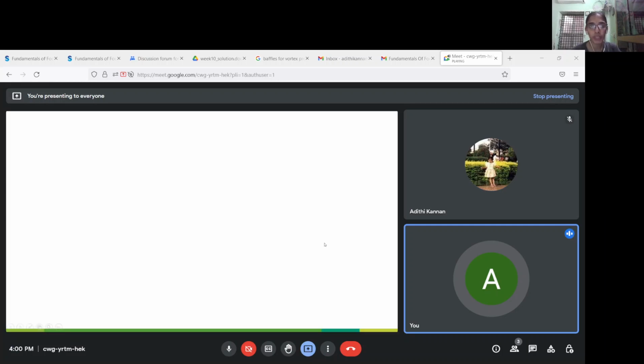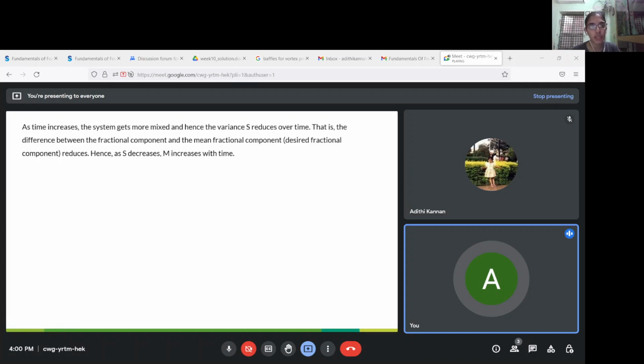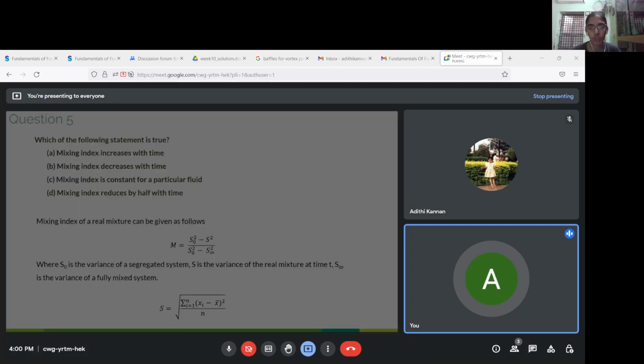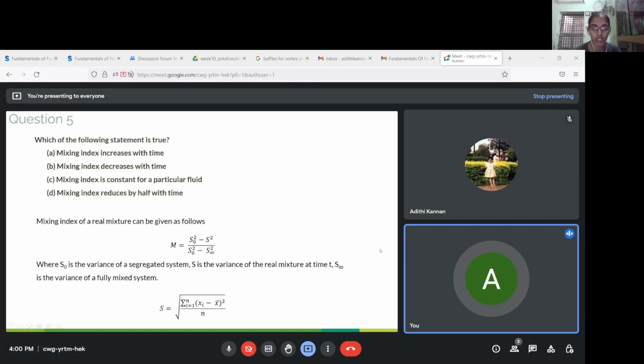So if you want to look at the mixing index, as time increases, the system gets more and more mixed. Hence the variance S reduces over time. So if you look at the previous formula here, your xi will get more and more close to x bar. That is, you will get more and more close to the desired fractional volume that you are looking for. So xi will get more and more close to x bar as time increases, because you are mixing it continuously. So your S will reduce over time.